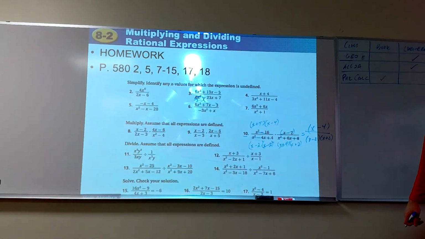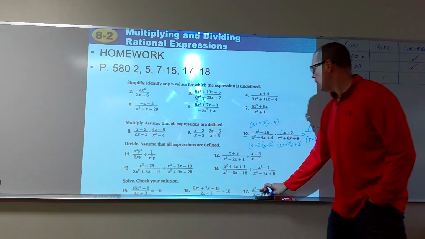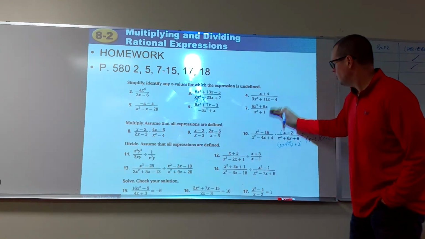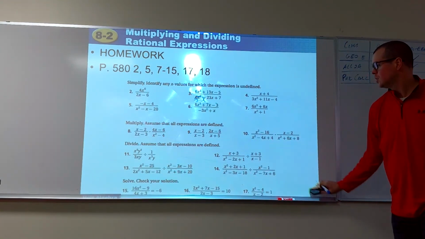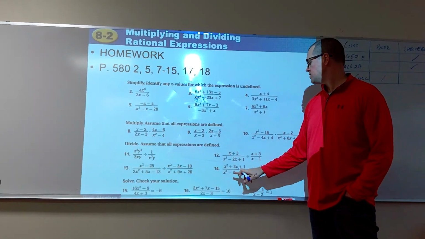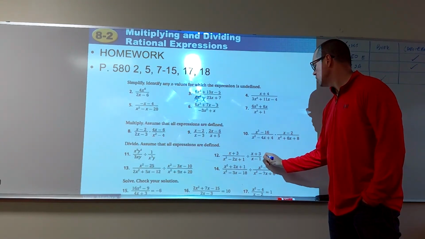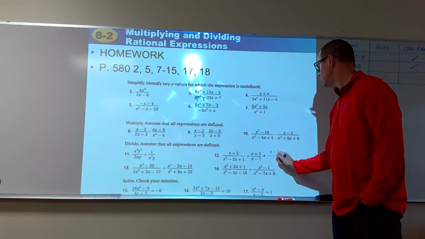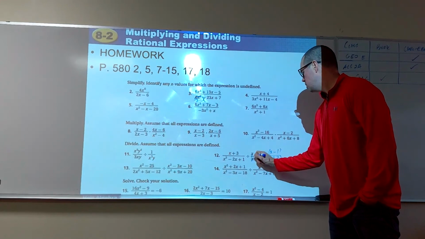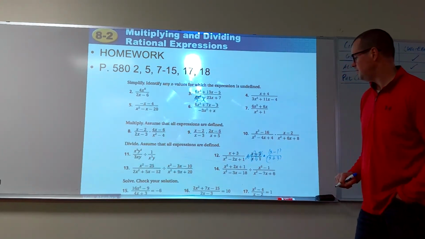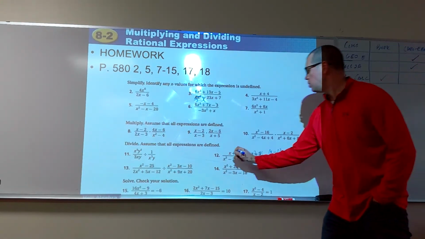Okay? All right, let's try one more divide. We'll go through number 12. So we're going to take x plus 3 over that divided by. So remember, that's by multiplying by the reciprocal. So we're going to change that to the reciprocal. I'm going to scratch that out so we don't get confused. So you multiply by the reciprocal.